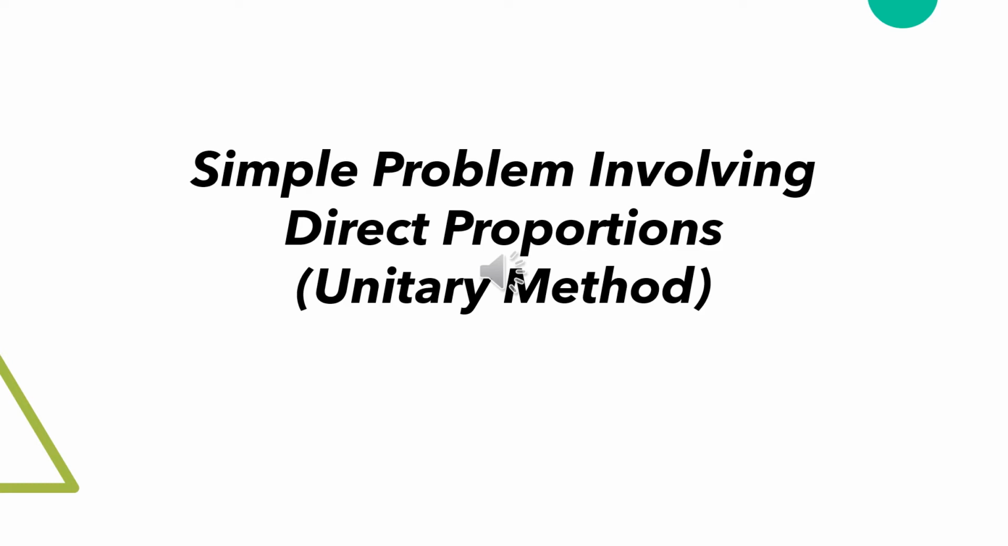We are going to start with the unitary method. Basically we have two methods for solving problems of direct proportion. The first method is the unitary method and the other is the proportion method. In this lecture we are going to cover the unitary method. The question arises: what basically is a unitary method, and why is it called the unitary method? It is called the unitary method because it involves finding the cost of one unit. We are given the cost of more than one unit and we find out the cost of one unit.